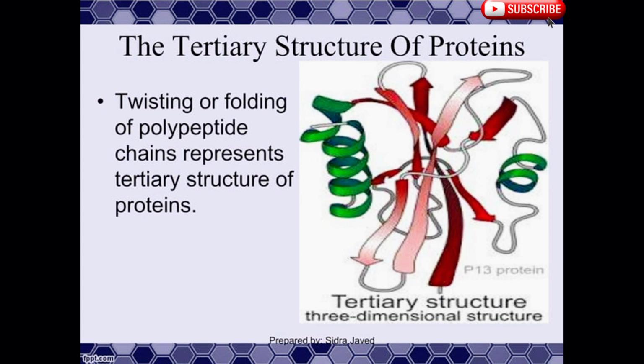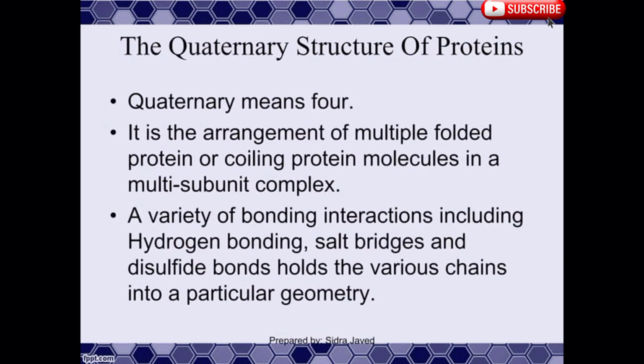Tertiary structure. When twisting or folding of a polypeptide chain takes place, the structure of the protein is known as the tertiary structure. Quaternary means four. It is the arrangement of multiple folded protein or chiral protein molecules in a multi-subunit form. Simply, we call the quaternary structure of a protein the complex structure of a protein.